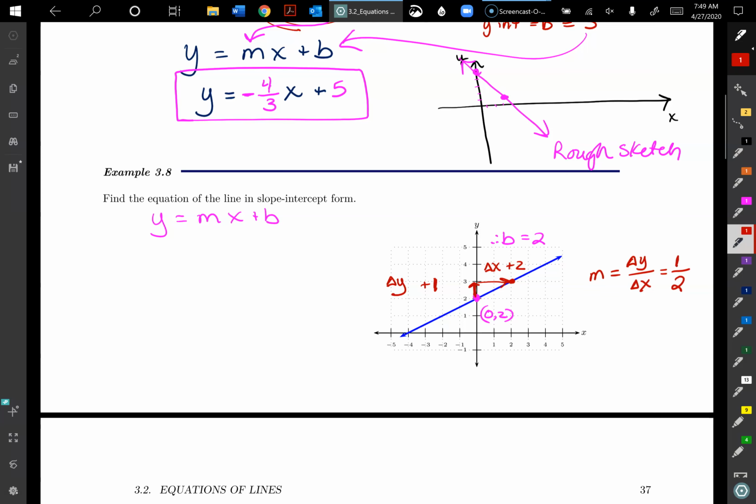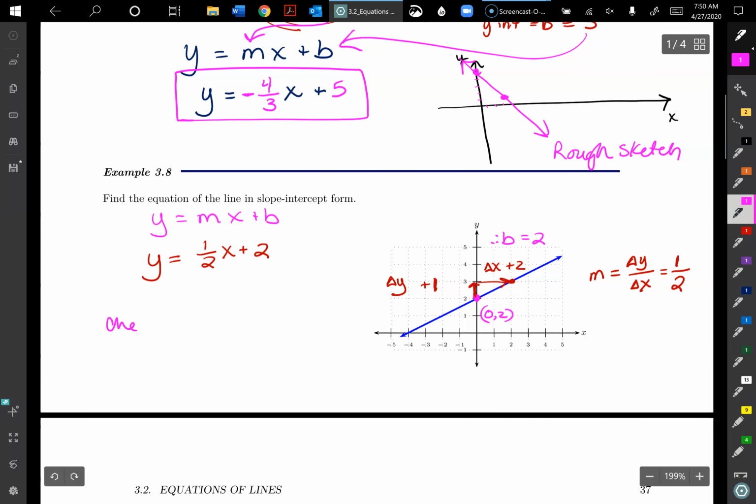So now we're going to plug that all in over here. So the y just stays. We don't know the output yet. We're figuring out the rule. And then we have y equals a half x plus 2. And that's our rule. And we could check this.